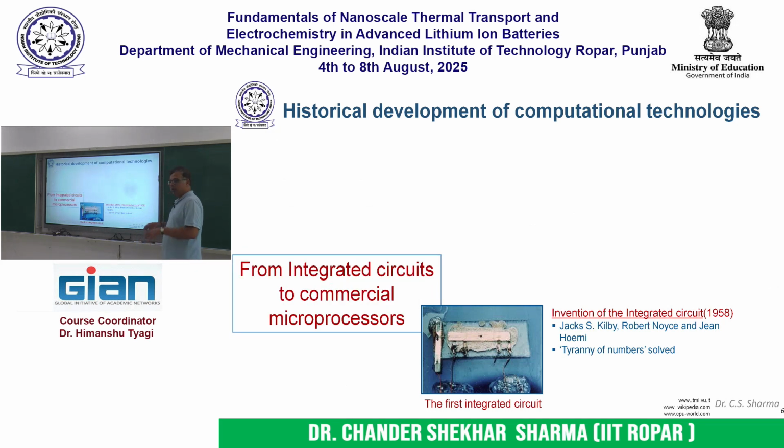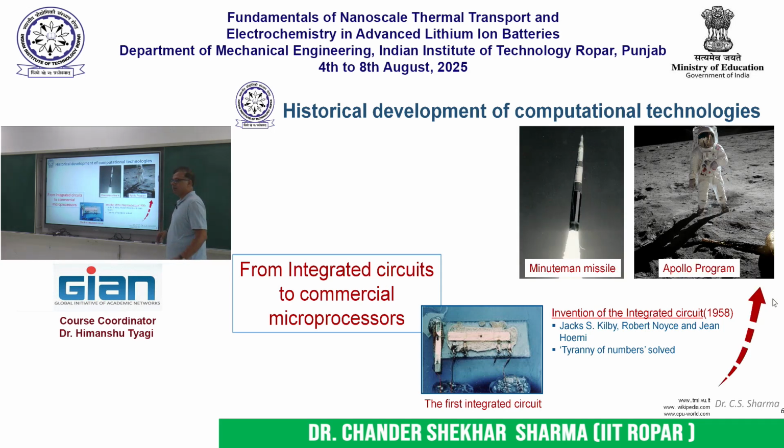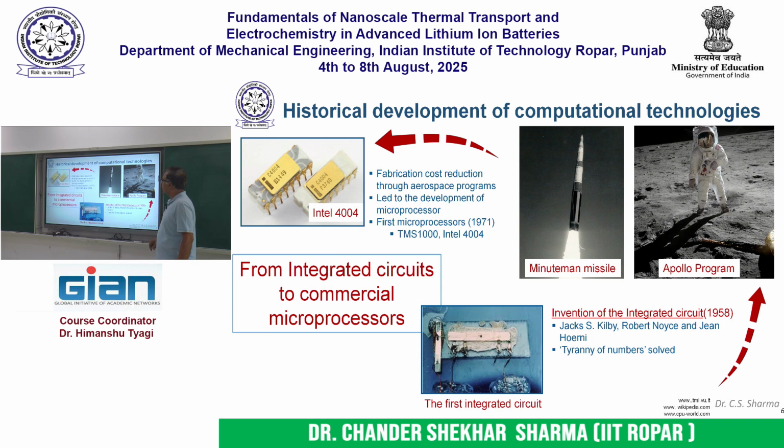So initially the cost of all these devices was very high, but then the defense and aerospace programs of United States helped to scale up the production, leading up to the first microprocessors in 1971, Intel 4004. This is the first microprocessor, okay.